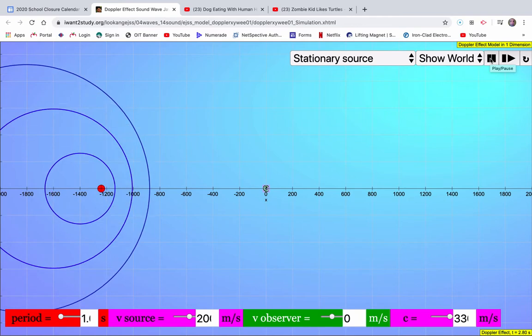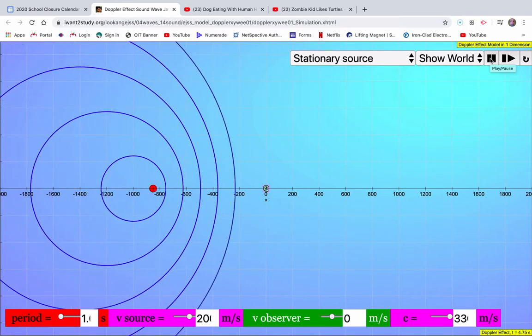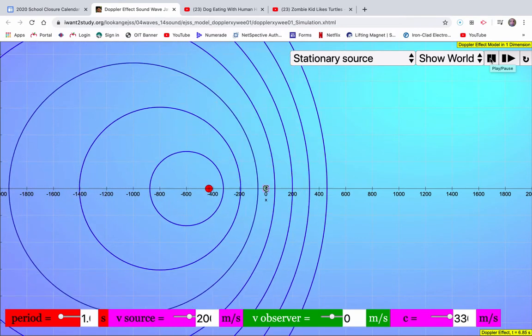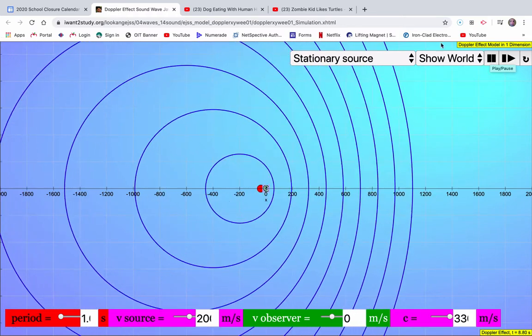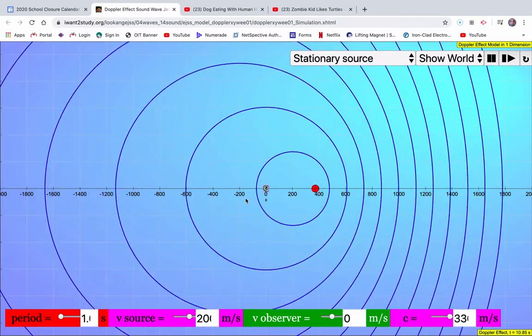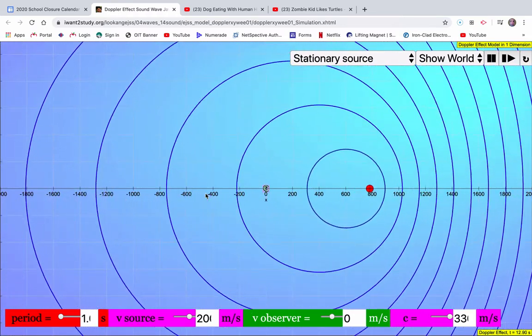And now it's sort of more of a subtle thing, and we're still going incredibly fast. But the wave fronts are shorter in front. You can see here in the front, and they're longer in the back. Okay, that's kind of fun.